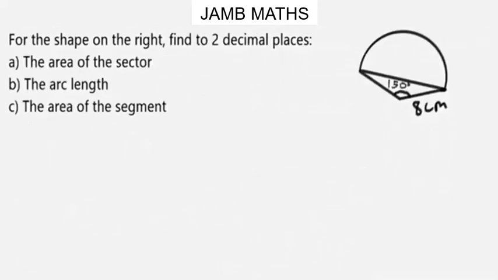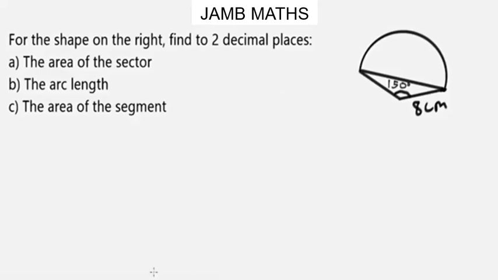Okay guys, now let's look at this question. It says, for the shape on the right, find to two decimal places: A, the area of the sector; B, the length of arc; C, the area of the segment. So this is the shape on the right. Now feel free to pause this video, using the various formulas for calculating these areas, and see if you can figure this out. Okay, let's do it together.